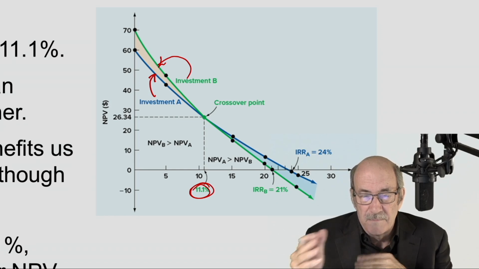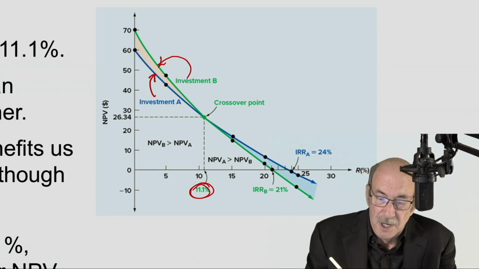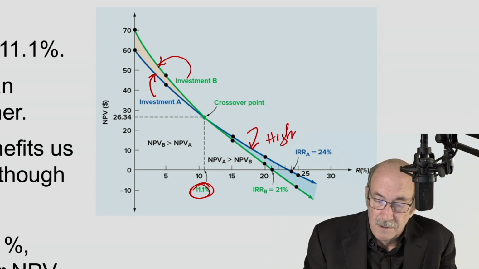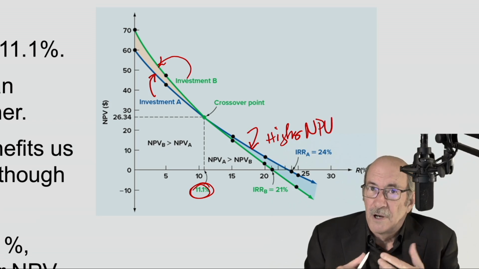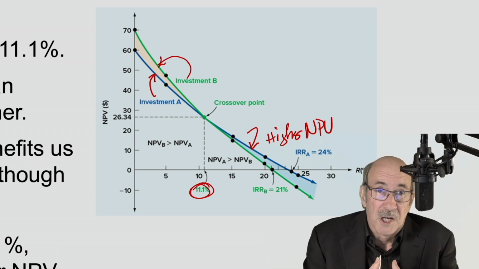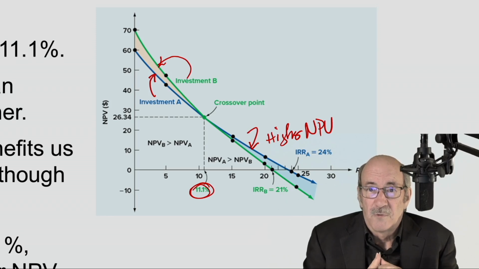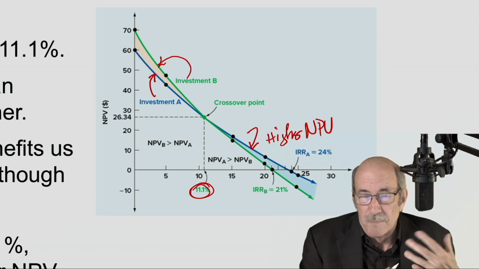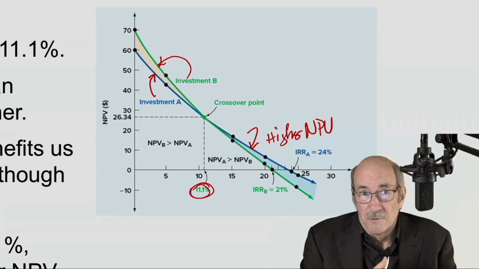and then they cross at that point, and above 11.1%, investment A has a higher NPV than project B. So if we had a required rate of return above 11.1%, we would take project A. If we had a required rate of return below 11.1%, we would take project B. And of course, in the example that I made up where project A has a much lower NPV, we would take project B every time.